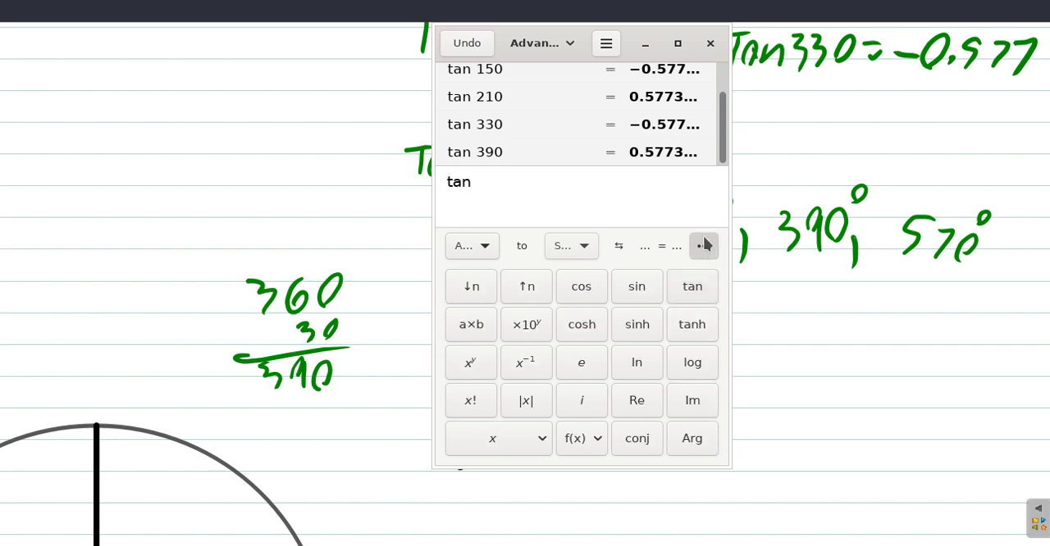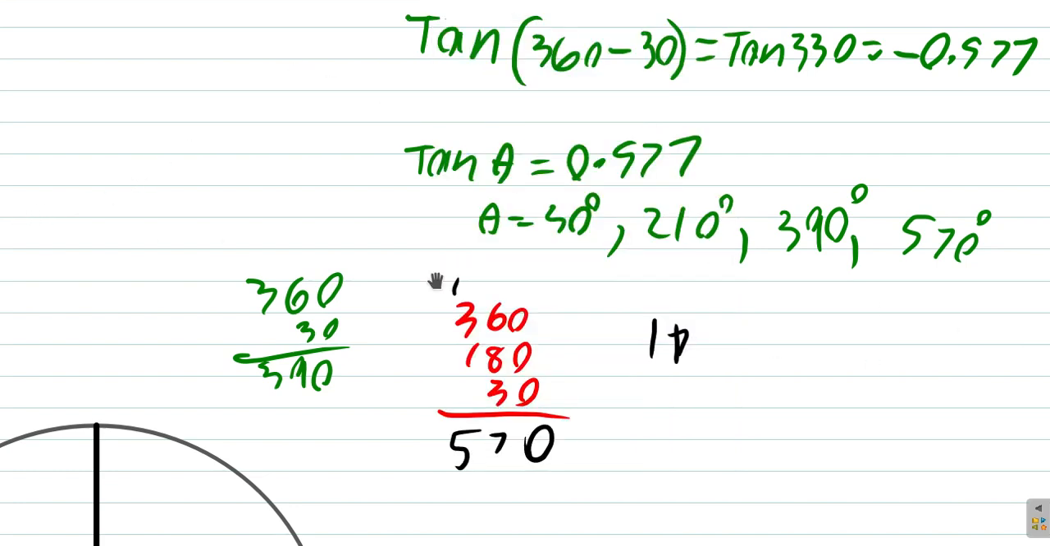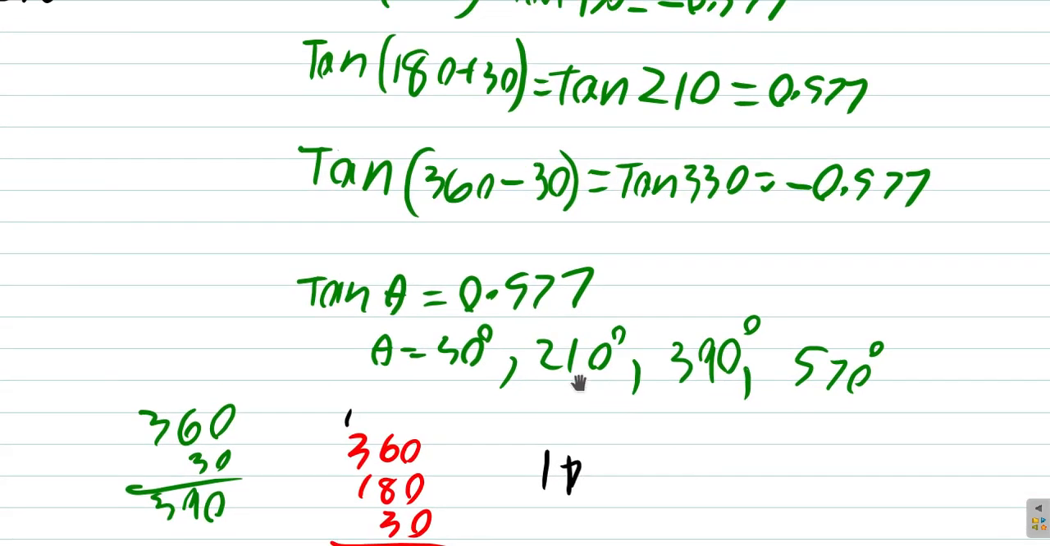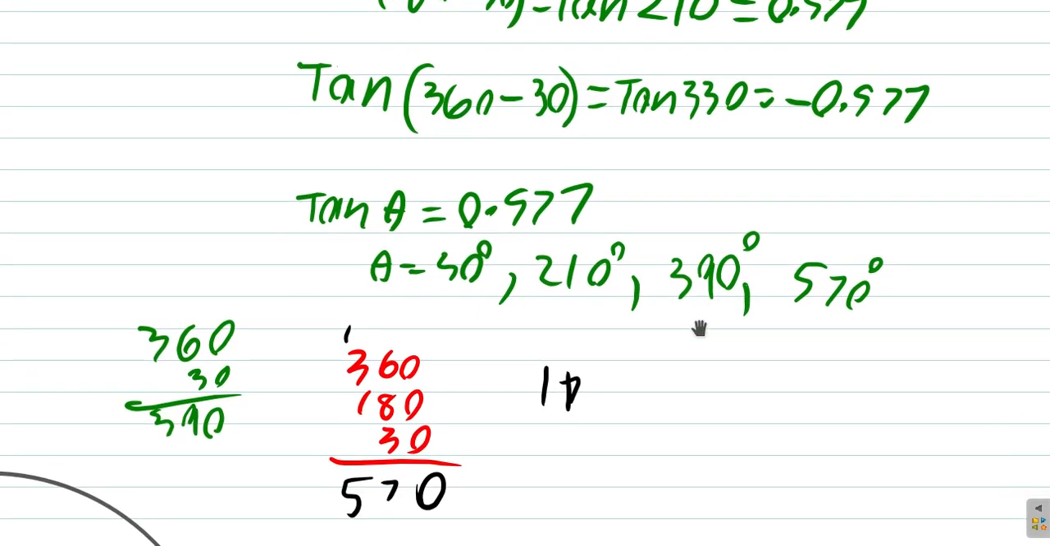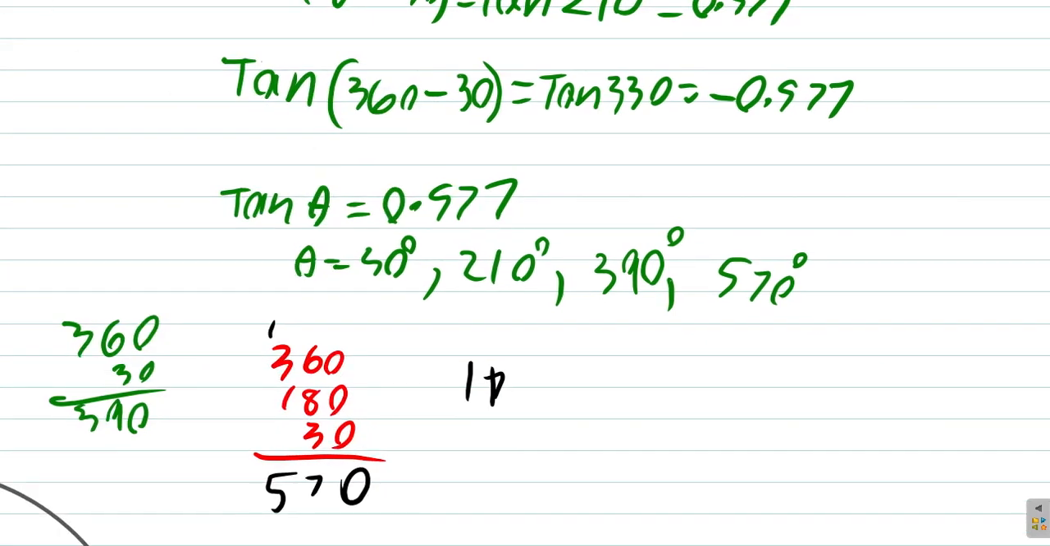So, the tangent of 570 equals 0.577. And you could go on and on and on. You could go on forever finding angles. But you would be asked to find the angle theta such that theta is between 0 degrees and 360 degrees. You would have found two of them, the 30 and the 210. You don't want to pass 360 degrees.